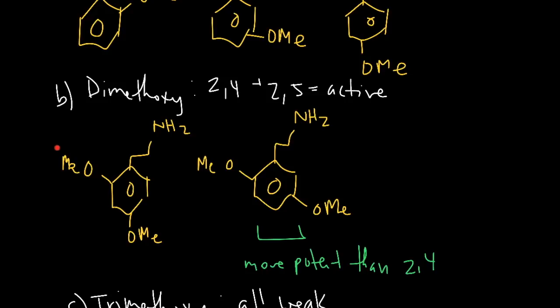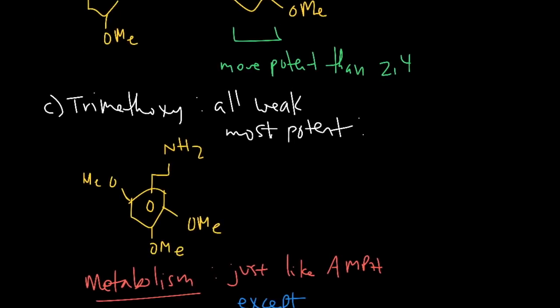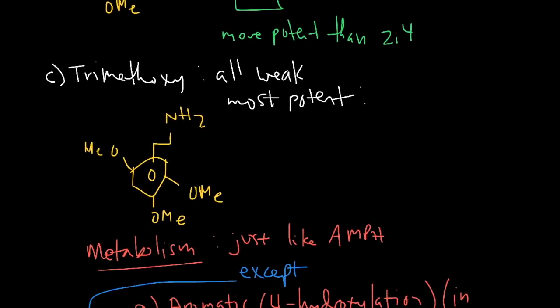So here it is at the 2 position, 3, 4 position, or you can have it at the 2, 3, 4, 5 position. So 2 and 4 or 2 and 5 are active. However, 2, 5 is more potent or more active than 2, 4. Trimethoxy, all are weak. However, the most potent is your 2, 4, 5. So here's your 2, 3, 4, 5 is the most potent of your trimethoxies.